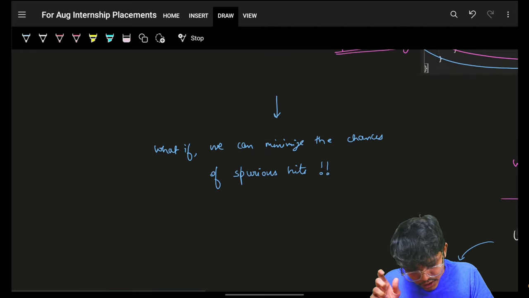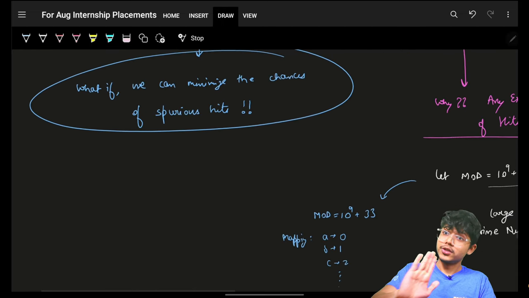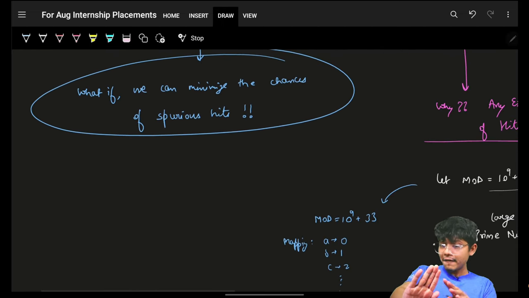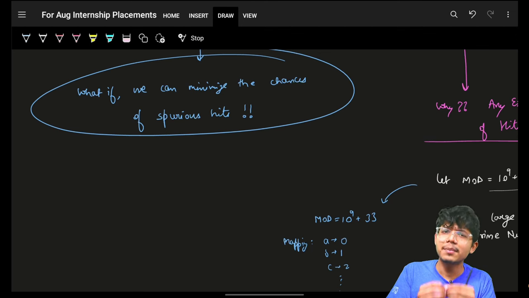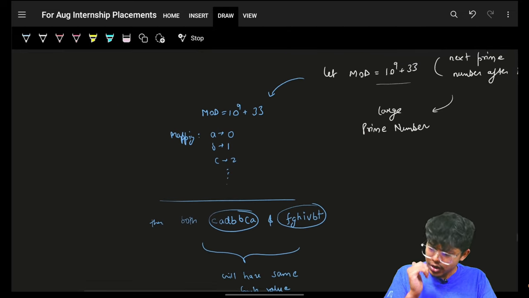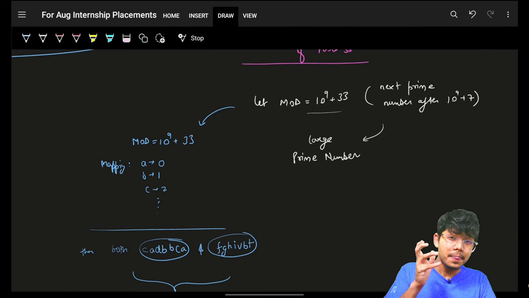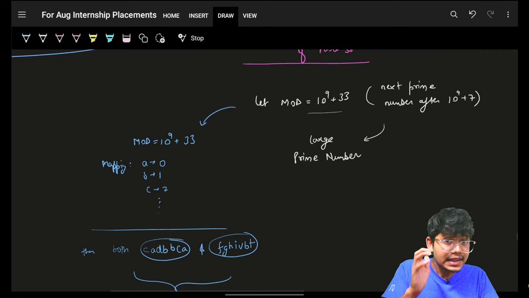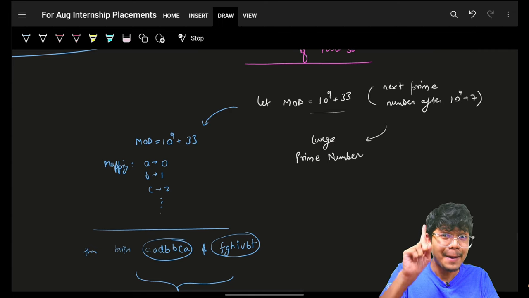You have to minimize the chances of spurious hits. You know that you have made this hash function which is minimizing the chances of spurious hits, but still there are a lot of chances of spurious hits being there. What if I told you that there are chances of spurious hits with the above hash function?